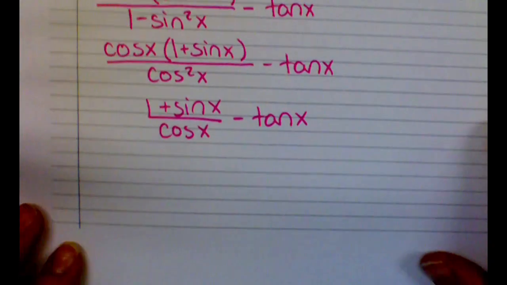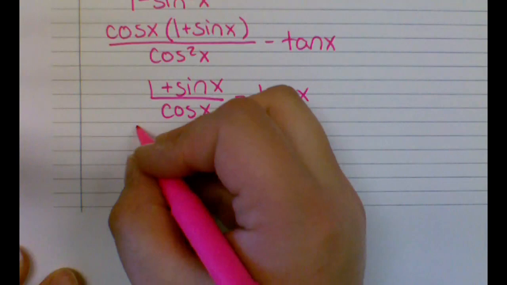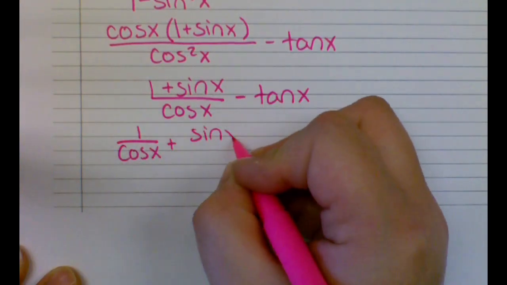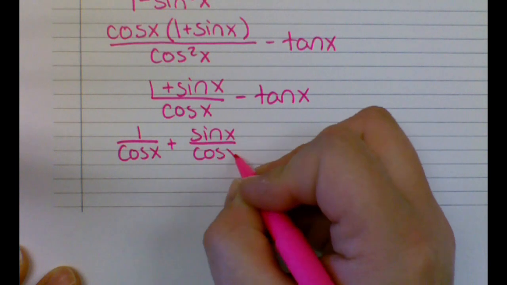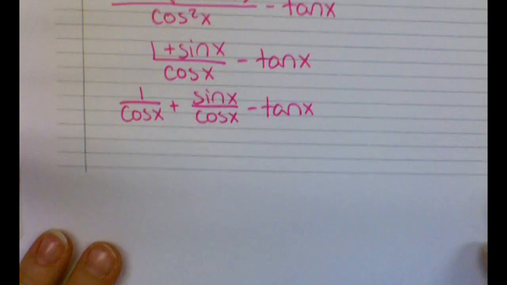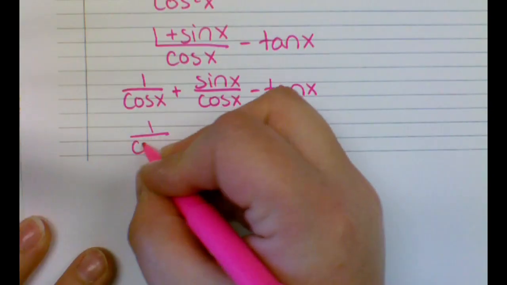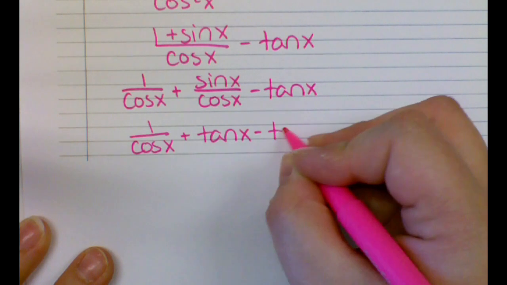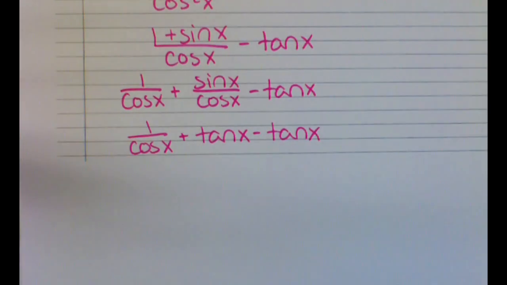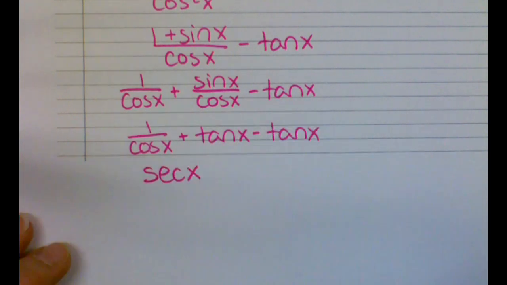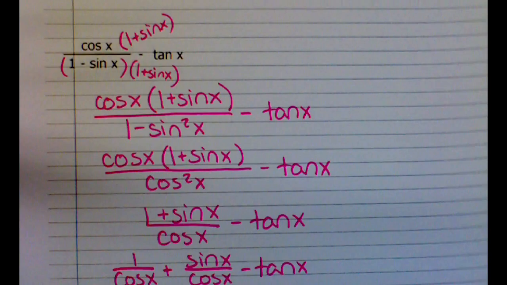Now I can split that fraction into two pieces. I can make it 1 over cosine of x plus sine of x over cosine of x, minus tangent of x. Sine of x over cosine of x is tangent of x. Tangent minus tangent makes 0. 1 over cosine is the secant of x. Done. There's my answer.